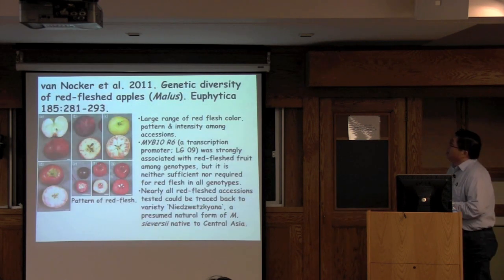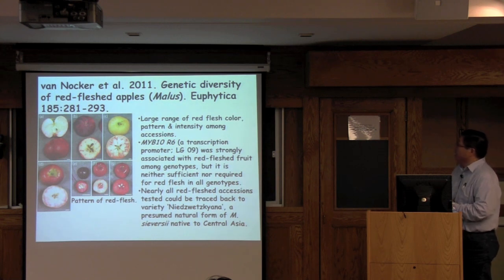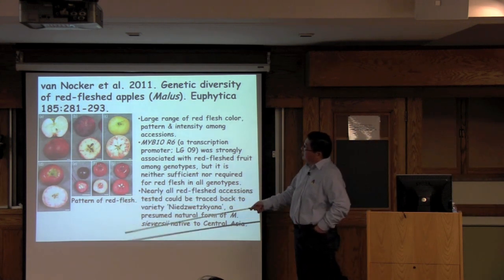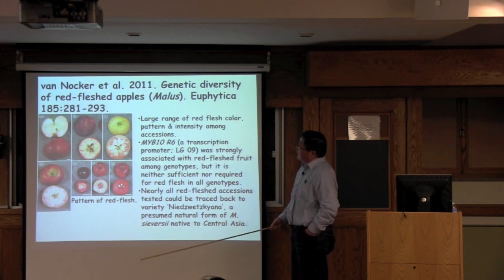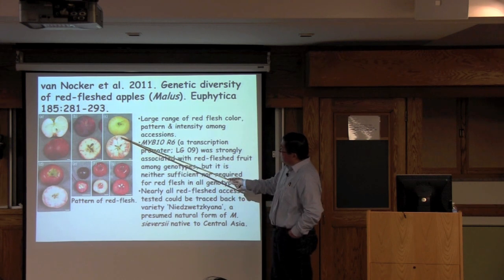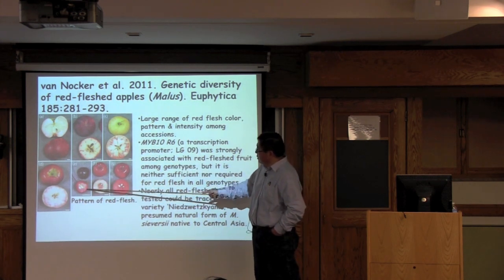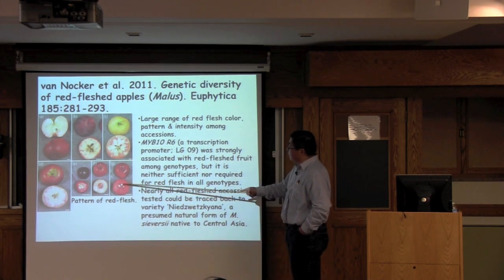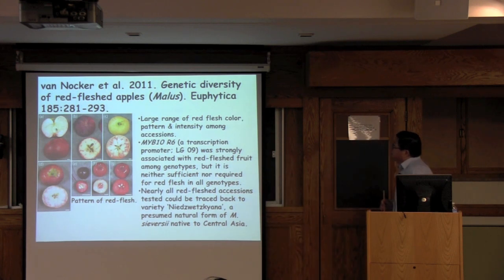Here is just another example, a genetic study of red flesh apple in our collection. This study included over 100 accessions. Basically, they have different kinds of red flesh. You can see different patterns of red flesh: some are localized in the calyx area, and some are associated with the vascular bundle. Some are throughout the entire cortex, but not including the core. Some focus just on the core region, and some are throughout the entire fruit. So there are a lot of different colors, different patterns, and also different intensities among different accessions.